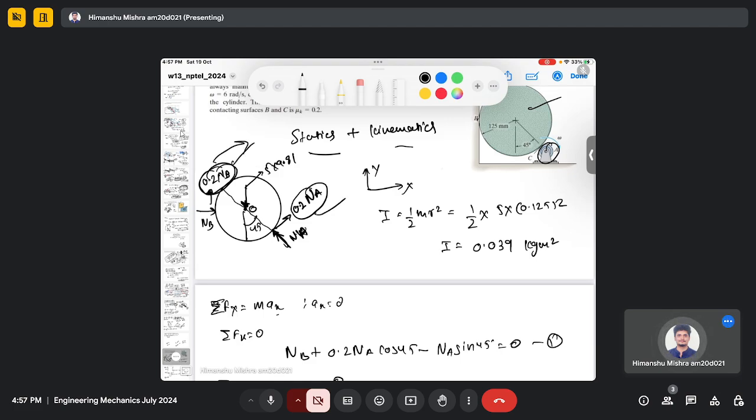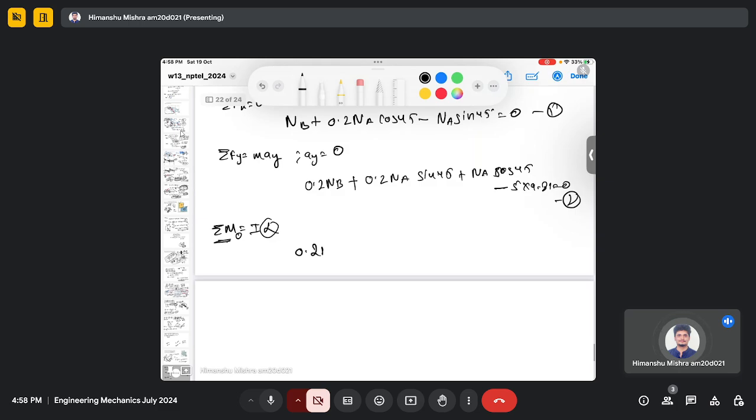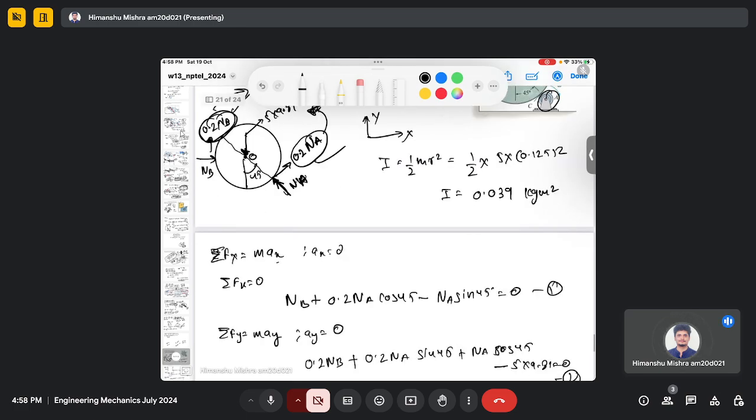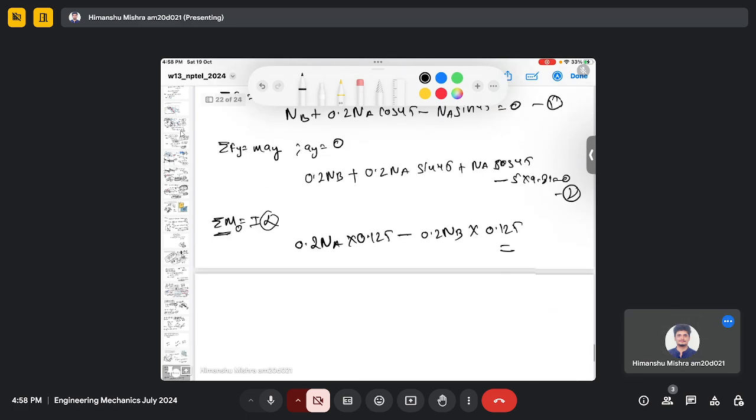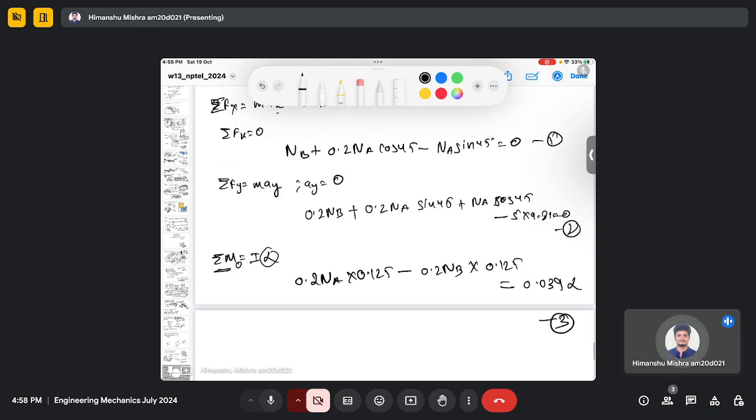So the first will create a clockwise moment, and this will create an anti-clockwise moment. 0.2 NA will create an anti-clockwise moment. So it is positive 0.2 NA multiplied by 0.125 minus 0.2 NB multiplied by 0.125 equal to I alpha, and moment of inertia is 0.039 multiplied by angular acceleration. So this is equation 3. Now you can solve equation 1 and equation 2 together to calculate NA and NB. Once you calculate NA and NB, you can substitute in equation 3 to calculate alpha.